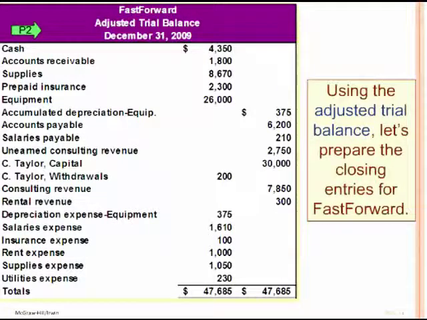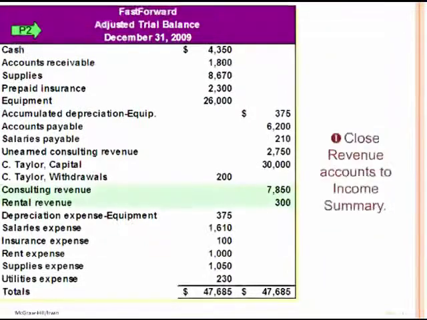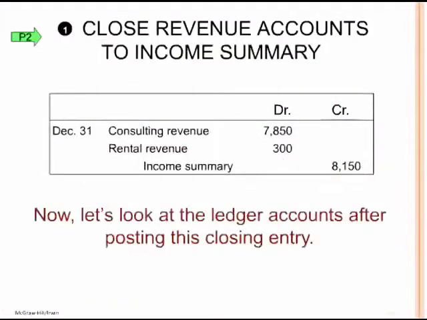We will follow our 4-step approach. Our first step is to close the 2 revenue accounts. Since they have a credit balance, we will debit the accounts to zero out the balance. Let's look at the closing entry in the journal. To close the accounts, we debit consulting revenue for $7,850 and debit rental revenue for $300. The credit to income summary is for the total of $8,150.